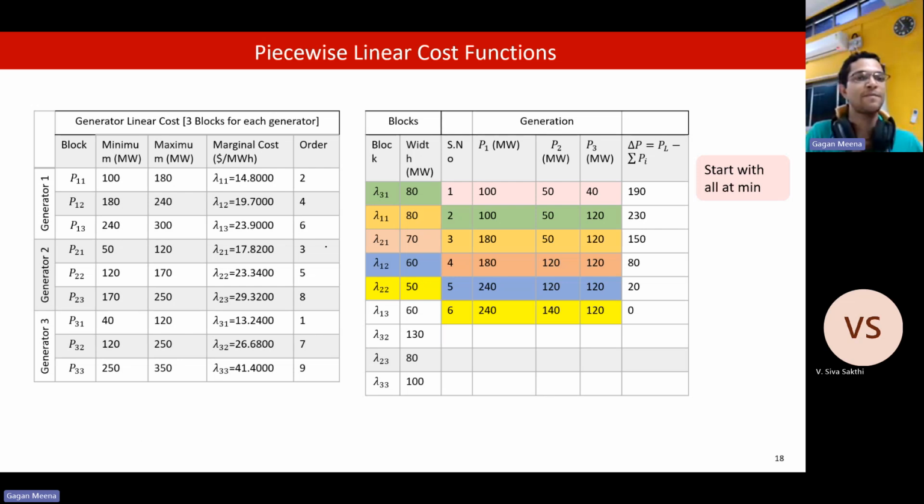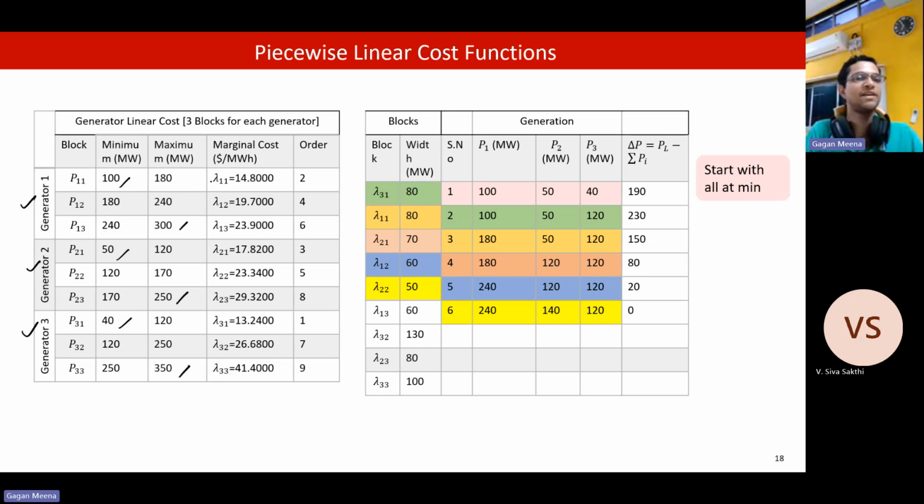You can see here what we can do. First of all, we have these three generators. I have already divided them using 4 breakpoints. You can see the minimum of P1 is 100, maximum is 300. For P2, minimum is 50, maximum is 250. For P3, minimum is 40 and maximum is 350. And in between, 2 breakpoints have been considered: for P1, it's 180 and 240. For P2, 120 and 170, and for P3, 120 and 250.